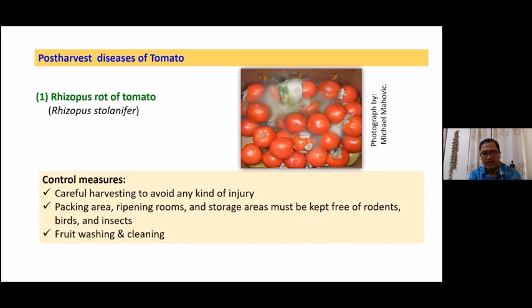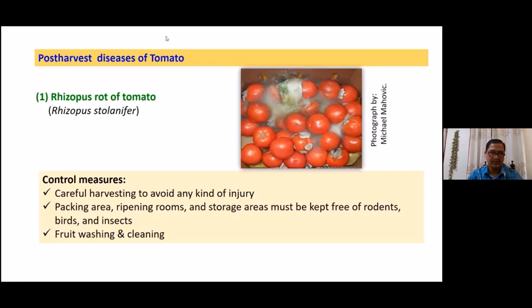This sort of problem can be controlled by careful harvesting to avoid any kind of injury. And we have to clean the packing area, and even the ripening room or storeroom needs to be kept free from rodents, other insects and birds, because they work as carriers. So we need to keep the storeroom neat and clean. Fruit washing and cleaning is important. After harvesting, if we can wash them properly, then we have a chance to eliminate this Rhizopus, and that may help to keep the fruit safe for a couple of days.